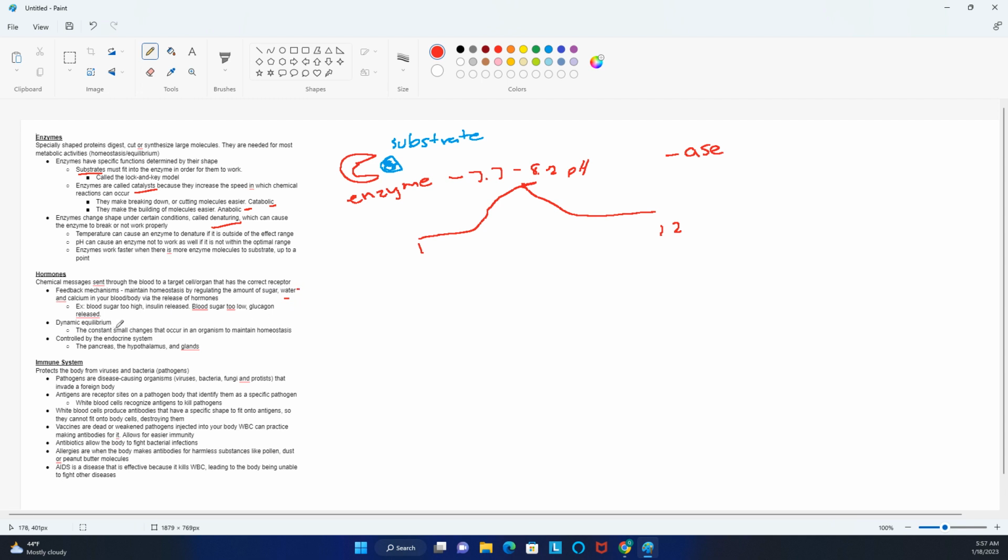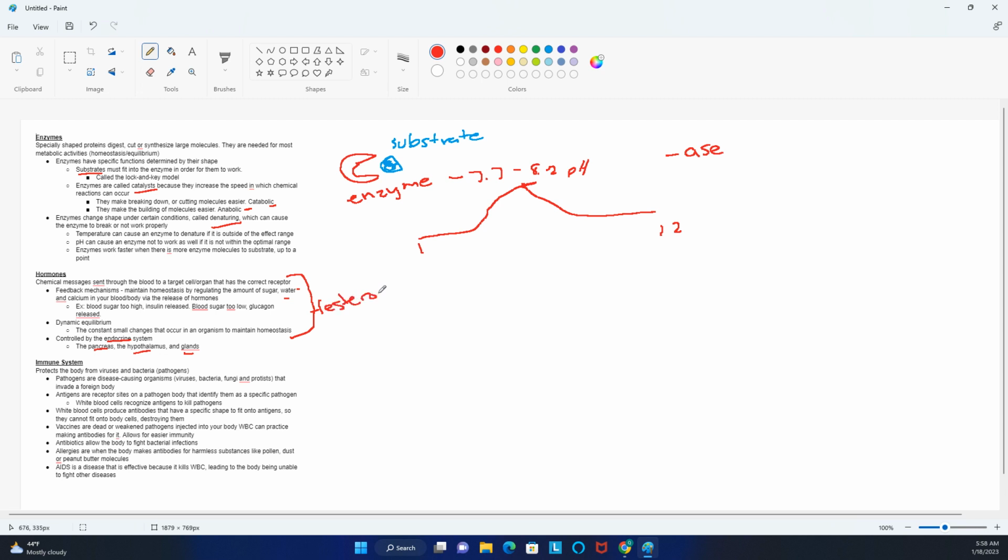There's a term called dynamic equilibrium, which is when small changes occur in the body in order to maintain homeostasis. And this entire process is controlled by the endocrine system, endocrine being hormones. So the pancreas, hypothalamus, and glands are all part of the endocrine system, and they are where hormones are released. The glands can also be the testes and the ovaries for the sex hormones, testosterone and estrogen, which I do believe is on the test as well. So know the sex hormones.